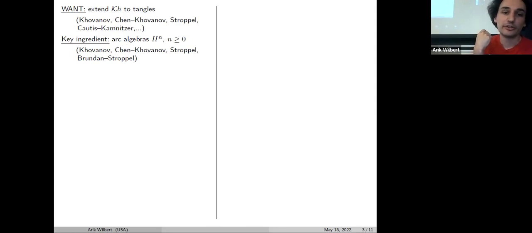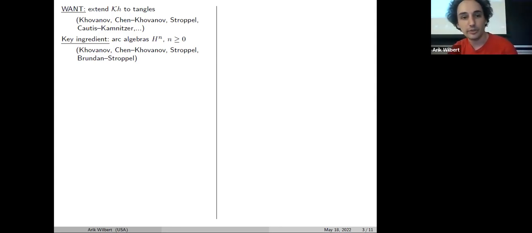And this is where these arc algebras come into the picture, which also appear in the title of my talk. There's an arc algebra, which is a certain unital associative algebra for every natural number n greater than or equal to 0. These were originally constructed by Khovanov, then generalized by Chen-Khovanov, and then vastly generalized by Stroppel and Brundan-Stroppel, in which case you actually get very interesting connections to representation theory. At the end, the plan is to say something about this, so we'll see how far we go.